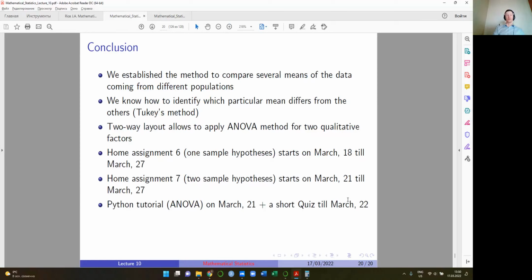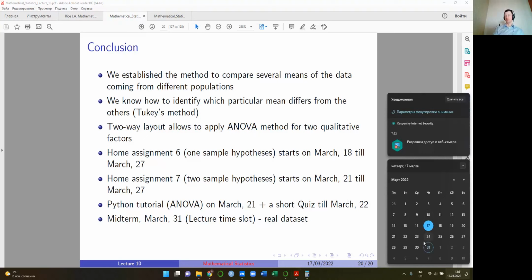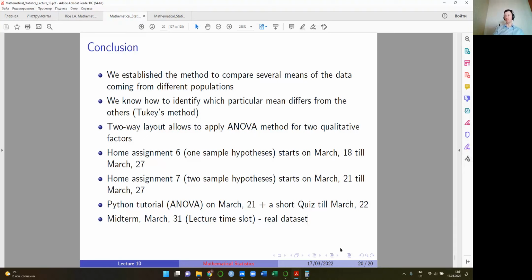And the very last thing, and a very important thing, I guess that everyone expects this: the midterm. I've heard that next week you are busy with some festival, whatever. So that's why let's put the midterm on the last day of March, March 31st, in the lecture time slot. So please make a note, 31st of March, 2 weeks after today, we will have the midterm.